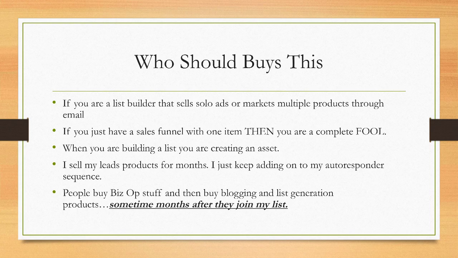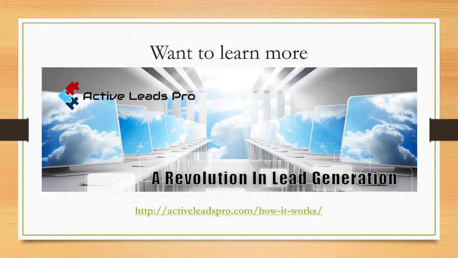If you just have a sales funnel that sells one item, okay, I'm going to sell nothing but this item, I'm sorry to say this, but you are a complete fool. You're missing out. When you are building a list, you are creating a huge asset, and it's costing you tons of money. I sell my products for months on end. I just keep adding on to my autoresponder sequence of new products. And people buy everything from BizHub products to blog products to list generation products and traffic products, sometimes months after they join my list.